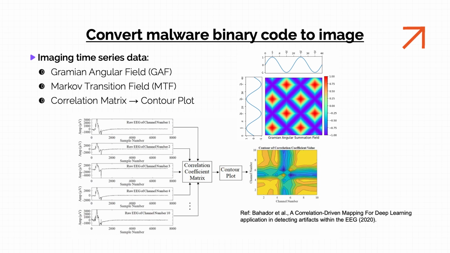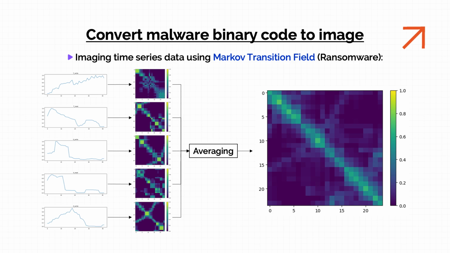So you can see this one is one example. We convert it to a control plot, and here, based on the time series data, we can use Markov transition field. We can average and build this kind of picture for learning in future.